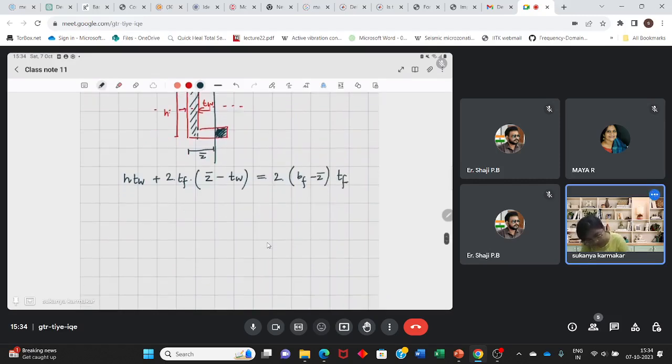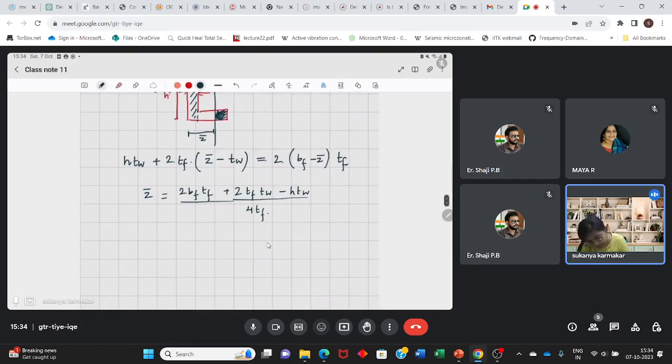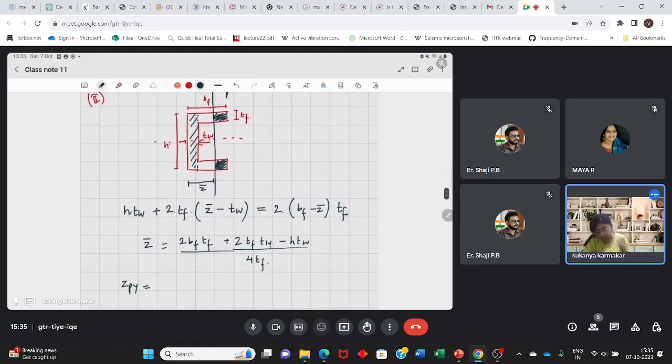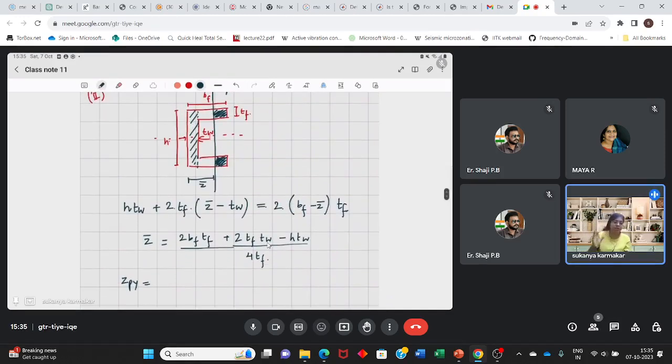When you solve this, you will get z bar equal to 2 df plus 2 df dw minus h times dw, divided by 4. Now I want to write Zpy. First, let's consider it for the areas on the left-hand side of the equal area axis, and then we'll consider it for the area on the right-hand side of the equal area axis.